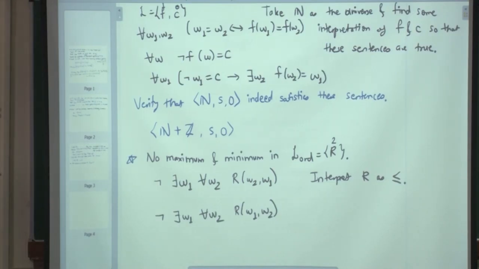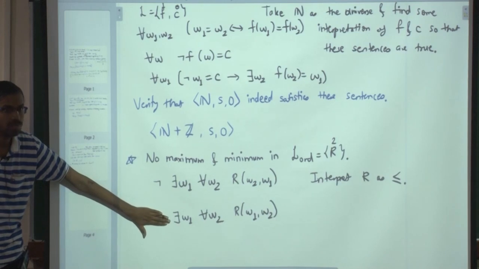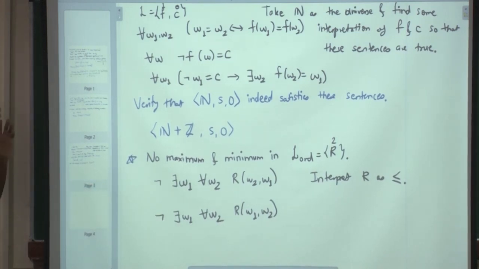Just change the order of W1 and W2. That's for minimum. Without negation, it says there is a minimum. And with negation, it says there is no minimum. Now, just a fun exercise, can we pass this negation inside?